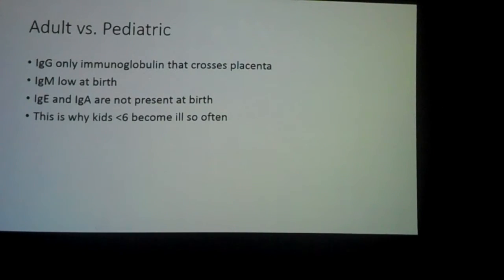All right, kids' immune systems versus the adult. IgG is the only immunoglobulin that crosses the placenta. IgM is low at birth and increases in week 1 until it reaches its full amount at 1 year of age. IgE and IgA are not present at birth. They increase about 2 weeks of age, and normal values are not reached until 6 to 7 years of age. These things are the reason why kids less than 6 years old become ill so often. If an infant is breastfed, these immunoglobulins cross into the breast milk and provide great prevention of infection.